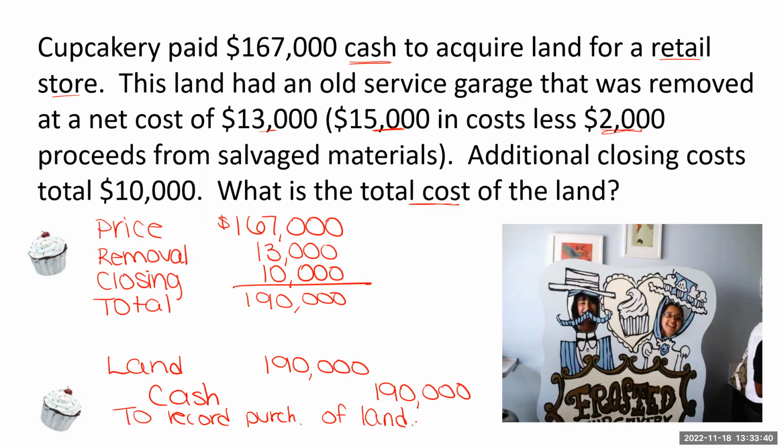So it was the cost of the item plus getting it ready for its intended use. Okay, so we're able to capitalize. Capitalize means place on the balance sheet. So we're able to place that total amount on the balance sheet for $190,000. All right, good work.